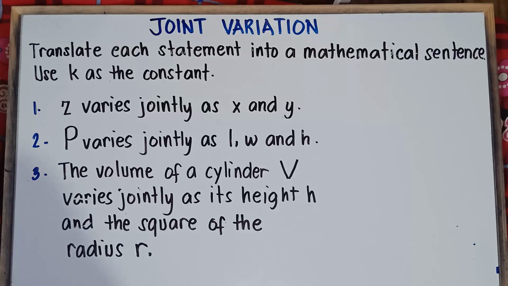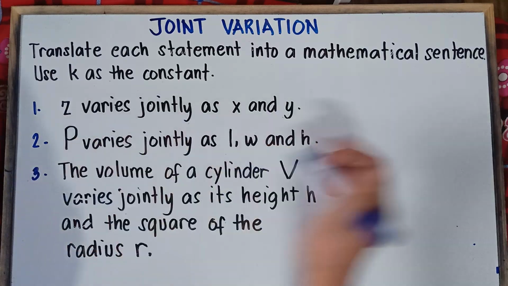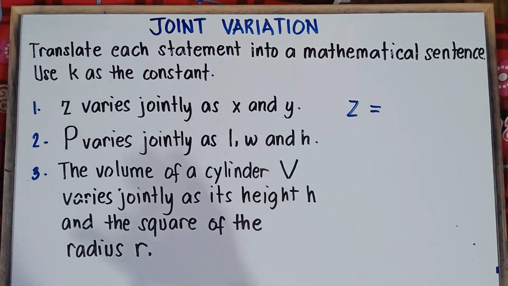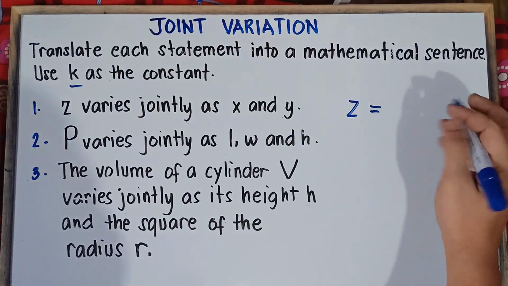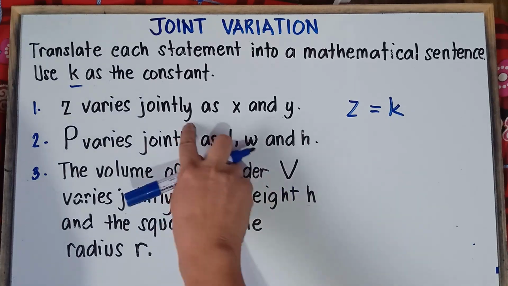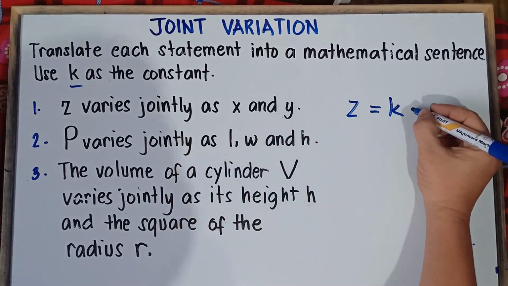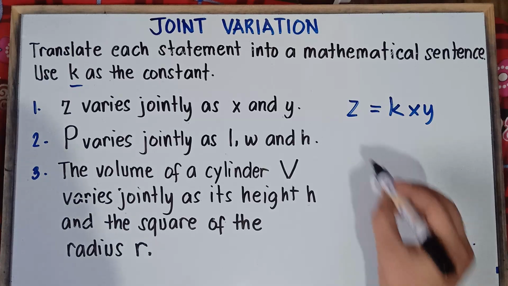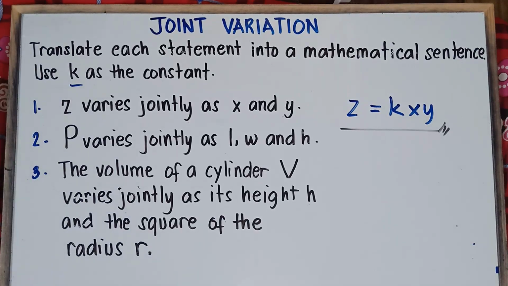Z varies jointly as X and Y. To translate this one, class, simply copy Z, and then varies, so that would be an equal sign. So Z equals. Now if you're dealing with variation, direct variation, inverse variation, joint variation, or combined variation, you always deal with K. And K is what we call the constant. So that would be Z equals, do not forget K, varies jointly as X and Y. So simply copy X, simply copy Y. That's it, class. That's the answer for number 1.